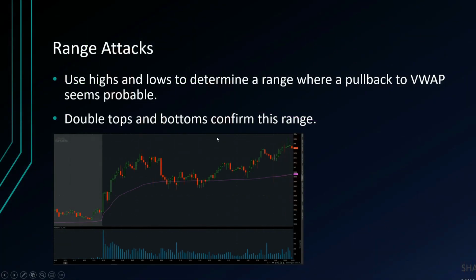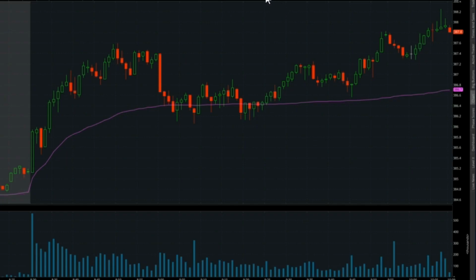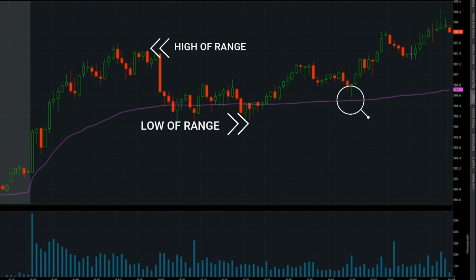Another aspect of VWAP bounces that not a lot of people talk about is the range that comes with a VWAP bounce. Now, you can use highs and lows to identify a range where a pullback to the VWAP seems probable, and a lot of the time you're using double tops and double bottoms.